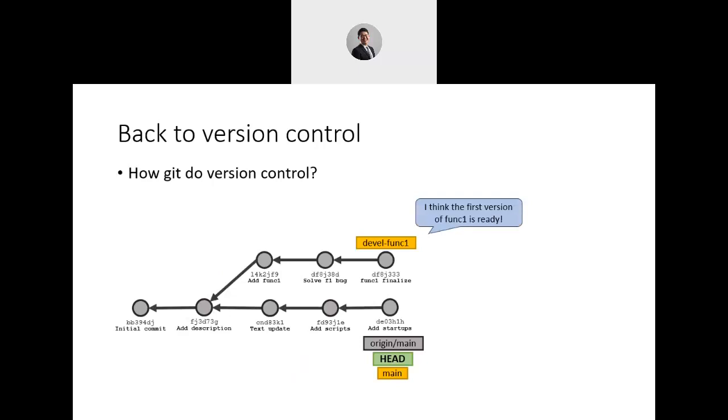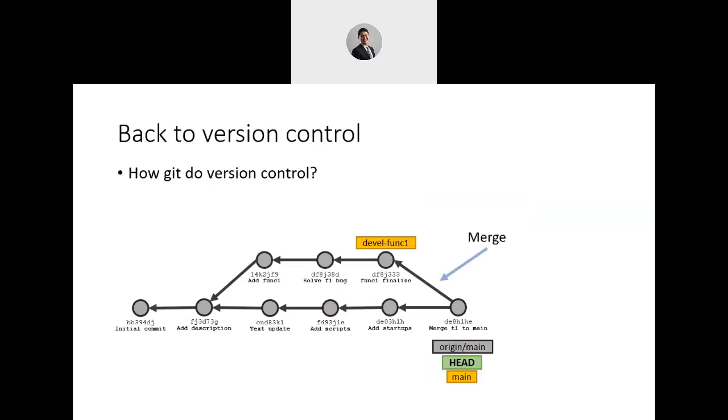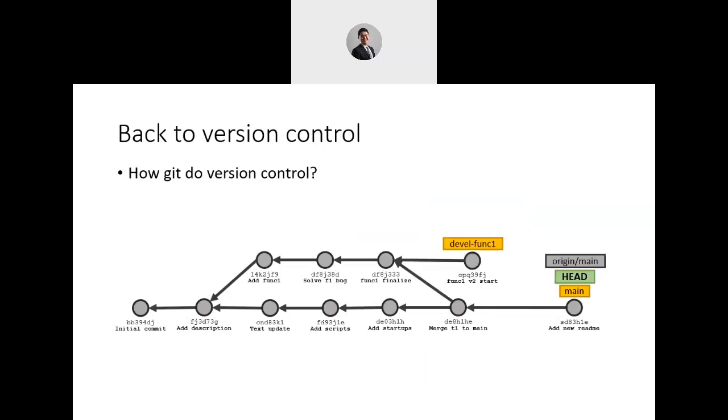Everything is checked, and you also have some updates on your main branch. There are several versions, and you say, okay, I think the first version of function one is ready. So you merge into the main branch, and continue and so on. Perhaps function one can start development in version 2, and the main branch can keep on adding stuff. So that's kind of the daily life happening with Git and GitHub and version control.